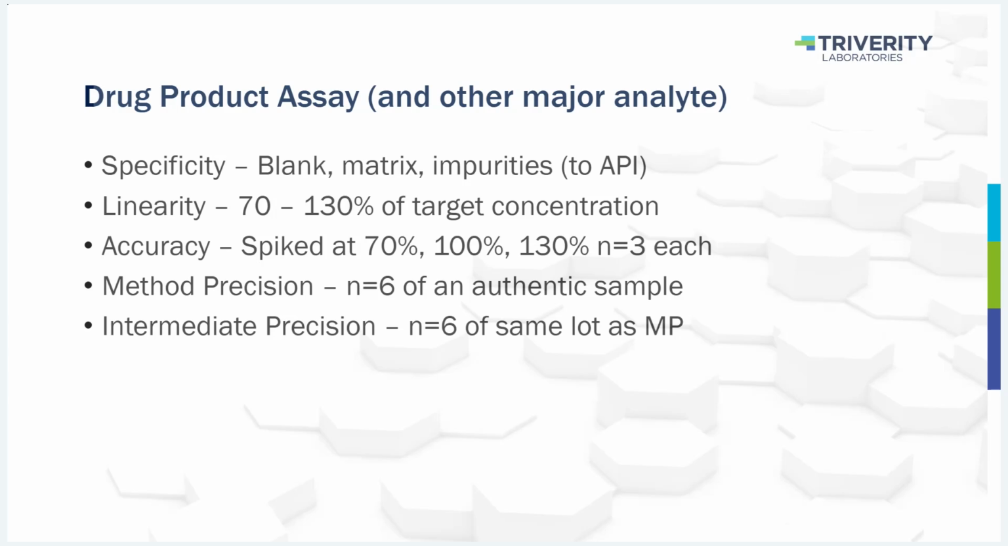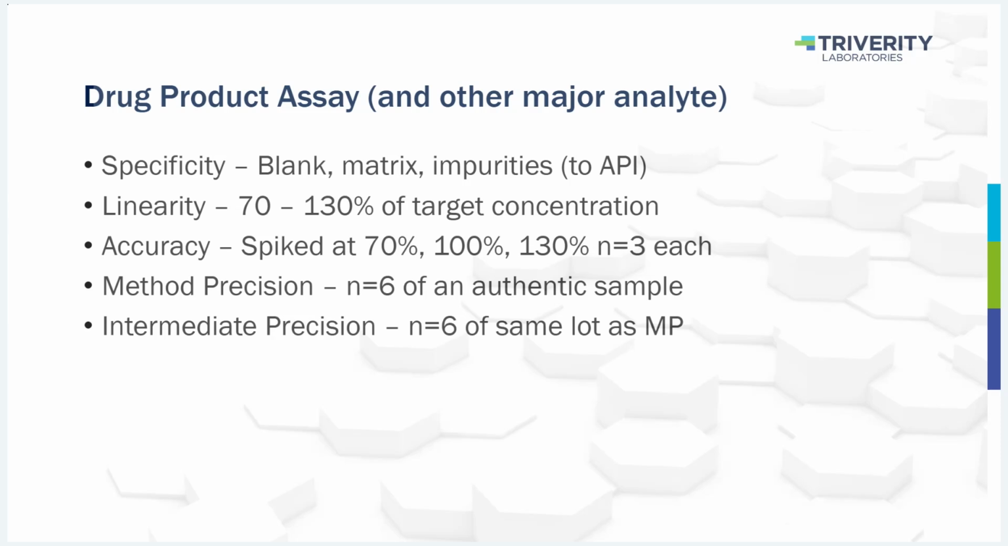Linearity, 70 to 130 of the target concentration. Typically your specification for drug product is 90 to 110% of the label claim. So 70 to 130 gives you quite outside of that. And then accuracy, we're spiking, or again, if you're really lucky and you have a formulator that can make you product at 70 and 130, you're just analyzing an N of 3 at each of those concentrations.